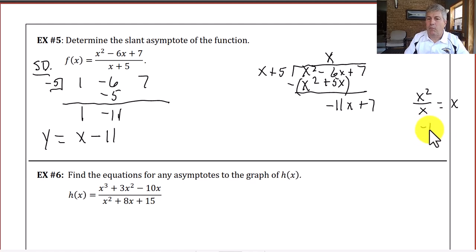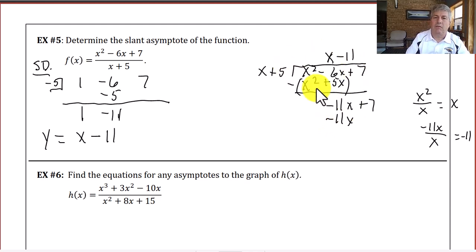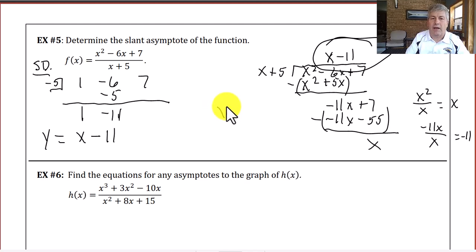And then we start again. What's -11x divided by x? It is equal to -11. And at this point, we don't really care about the remainder. It's not part of the equation of our line, so that doesn't matter. But -11 times x is -11x. -11 times 5 is -55. We're going to subtract that entire quantity, and we don't really care about the remainder. Our quotient is our answer, y equals x minus 11, and that's the equation of our slant asymptote.